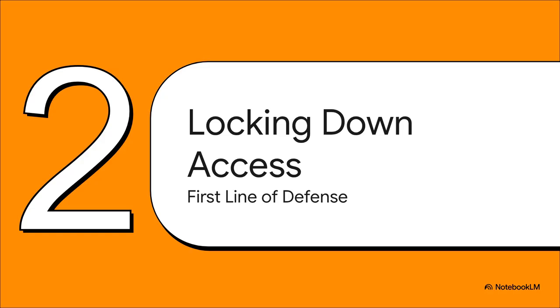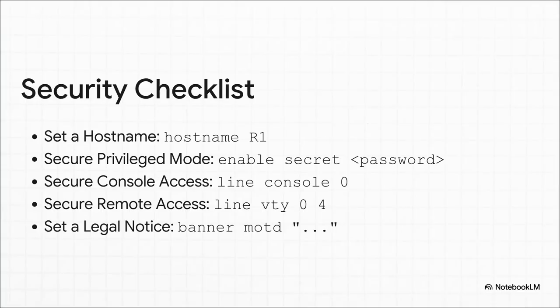All right, we have access. The very next thing we need to do, our absolute top priority, is security. An unsecured device is just an open door on your network. So we're going to build our first line of defense right now. Think of these 5 commands as your security starter pack. First, hostname gives the device a unique name, which is super helpful. Then, enable secret protects that all-powerful privileged mode with a strong encrypted password. Next, we secure the physical console port and the virtual VTY lines, which are used for remote access like SSH. And finally, the banner MOTD, or Message of the Day, gives a legal warning to anyone trying to log in.